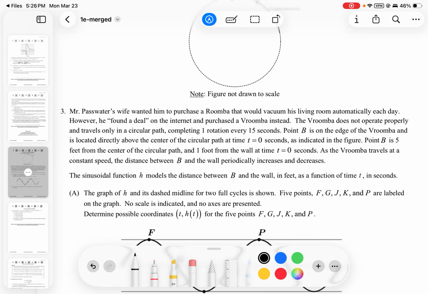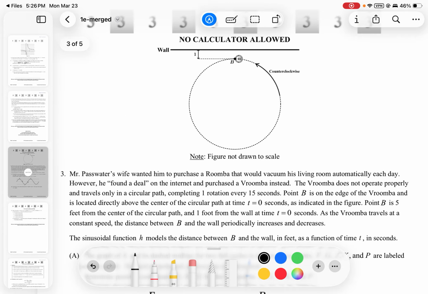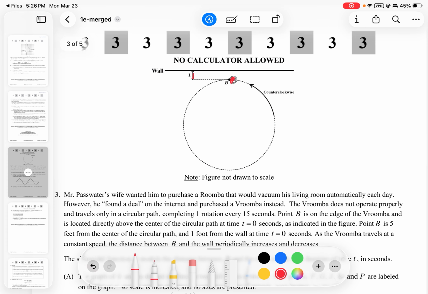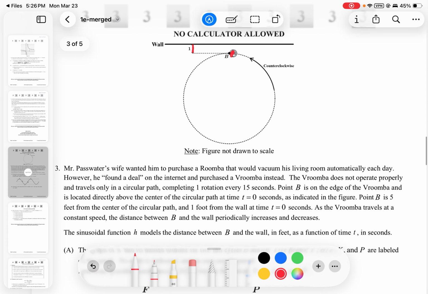Point B is 5 feet from the center of the circular path and 1 foot from the wall at time t equals 0. As the Roomba travels at a constant speed, the distance between B and the wall periodically increases and decreases. So we have to be able to pull out some important information here. Even when the Roomba is right here, it is exactly 1 foot from the wall. Also important is that it is 5 feet from the center, so this circle has a radius of 5.